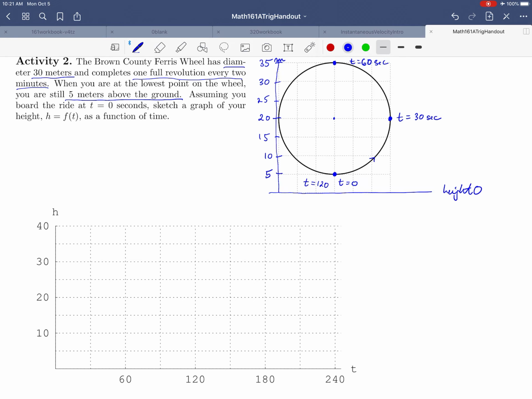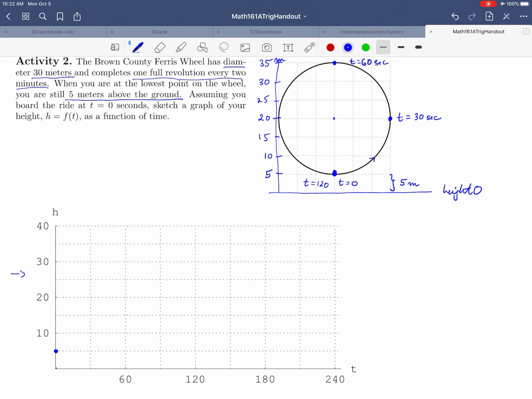We want to graph just the height as a function of time. So I'm going to go down to our graph right here and plot some of these points that we've discussed. If we're just concentrating on the height above the ground, then at the beginning, when we are at this point right here on the Ferris wheel, when we're entering, we are 5 meters above the ground. So I can indicate that point by saying at t equals 0, we are at 5 meters above the ground. So we are entering our Ferris wheel right here.